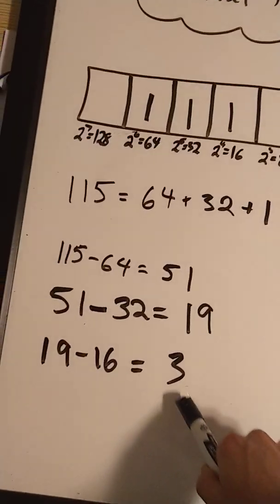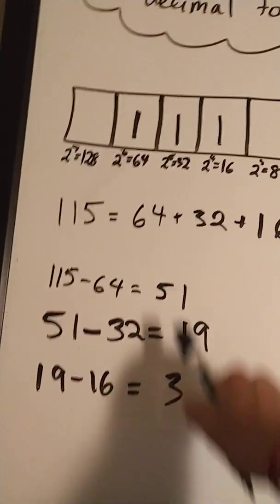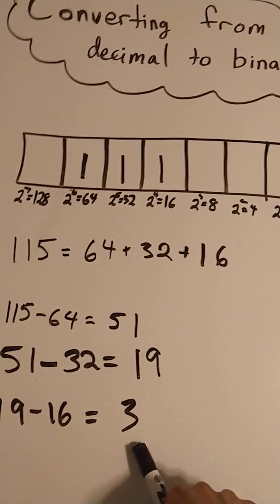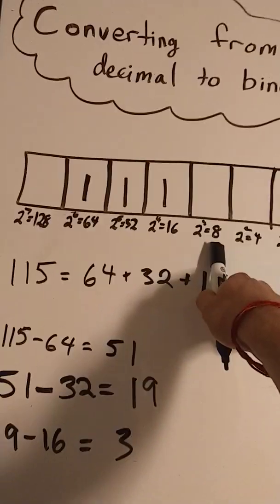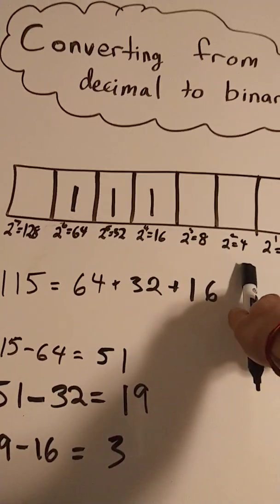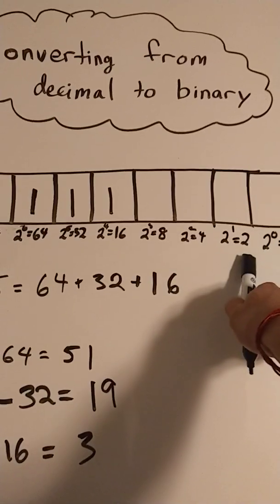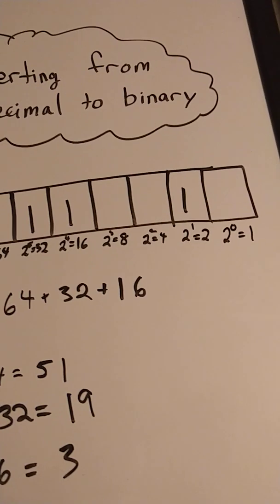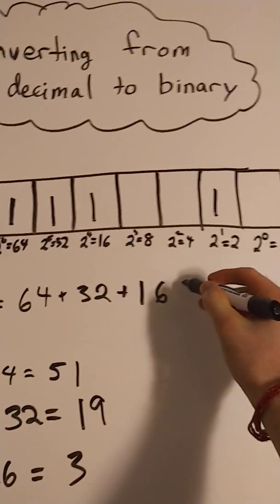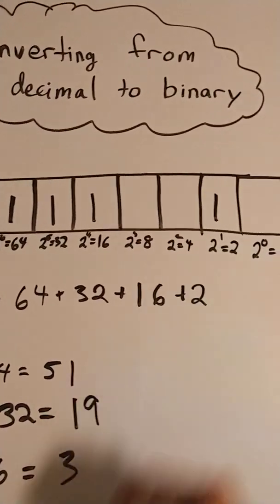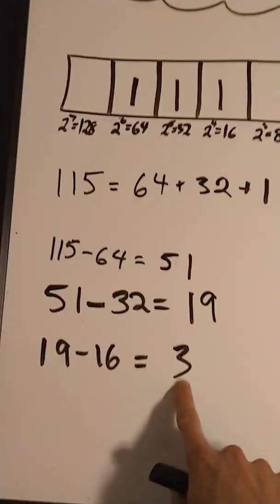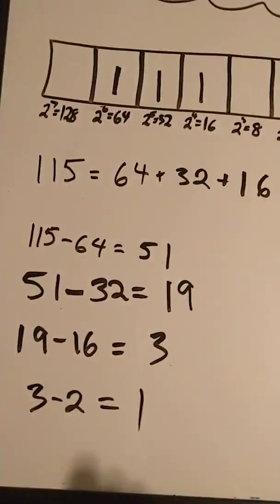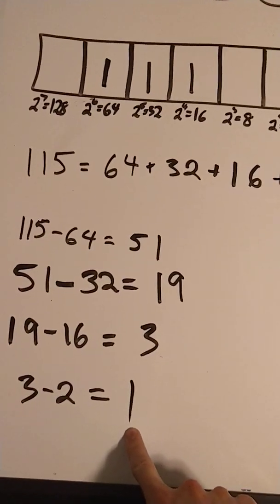I like this one because it's a little interesting. We had a pattern of 1s going on here, but here we have a 3. Well, 8 is above 3, so we can't use it. 4 is also above 3, so we can't use it. So it looks like we're going to have to use a 2. I'm going to put a 1 there in the 2 slot. We're going to add 2, and then I'm going to take 3 and subtract 2. So 3 minus 2 equals 1. We're still not at 0, so we're not quite done.